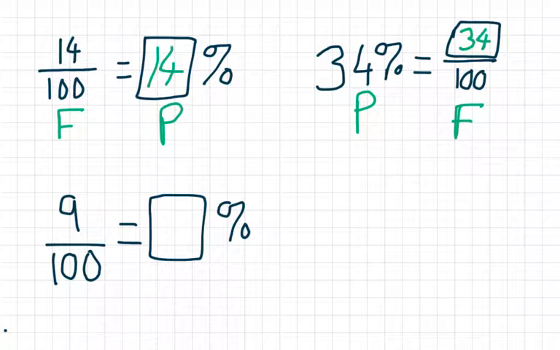It doesn't always work like this. It only works like this when 100 is your whole. And you can have other numbers as your whole, but it still links to 100%. 100% will still be whatever the whole is. Let's have a look at this last one. 9 out of 100. What do you think that will be? Did you get 9%? Well done if you did.